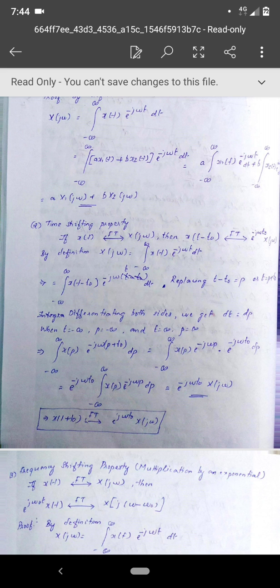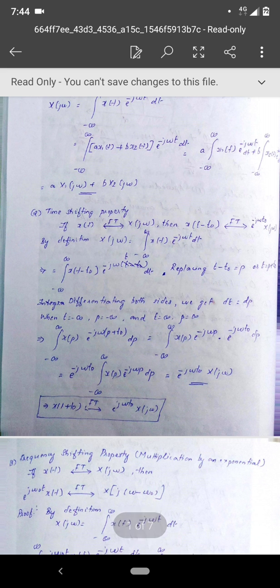So instead of dt we can simply substitute dp. And what about the limits of integration? We know t is equal to p plus t naught. When t tends to minus infinity, p also tends to minus infinity. If t tends to plus infinity, then p also tends to infinity. So the limits of integration remain the same. We substitute everything in that integration: from minus infinity to infinity, x of p, then e raised to minus j omega t, where instead of t we substitute p plus t naught, and instead of dt we substitute dp.